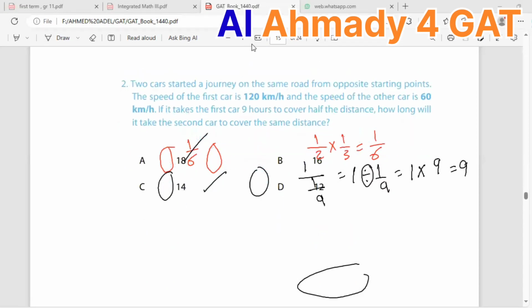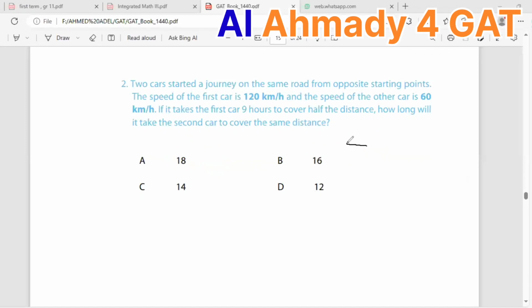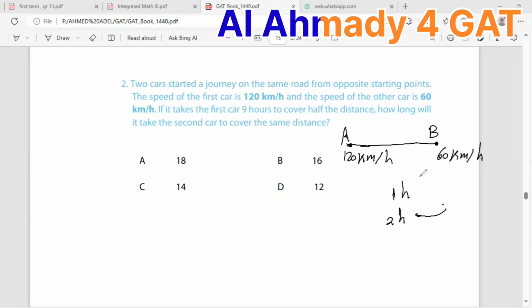Second question, two cars started a journey on the same route, okay? On the same road from opposite starting points. Here, the first car and here, the second car. The first car is 120 kilometers per hour and the second one has a speed of 60 kilometers per hour, okay? So, for example, if the first car takes all of this distance in 1 hour, the second car will take it in 2 hours. Why? Because its speed is half the first one.